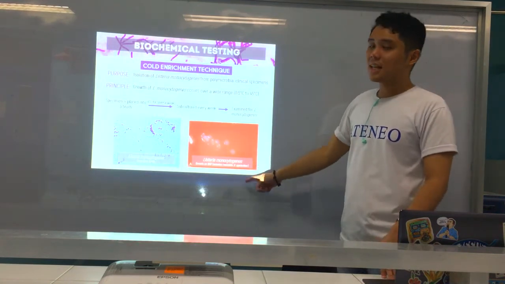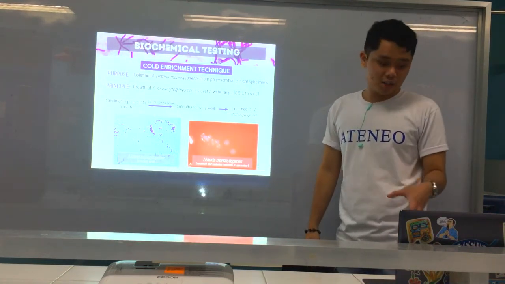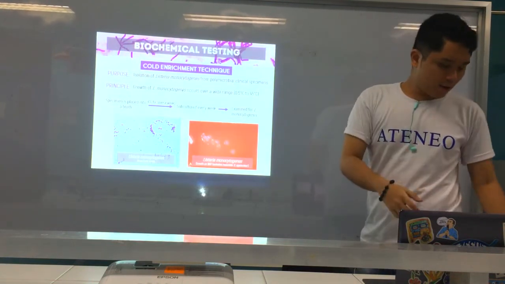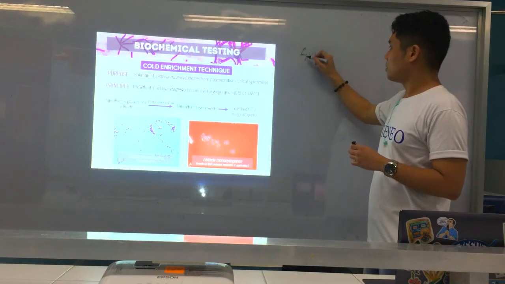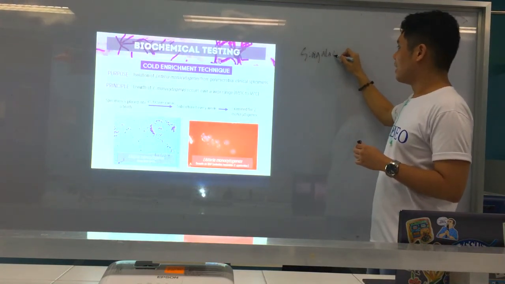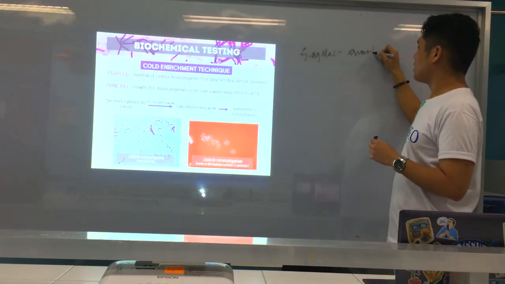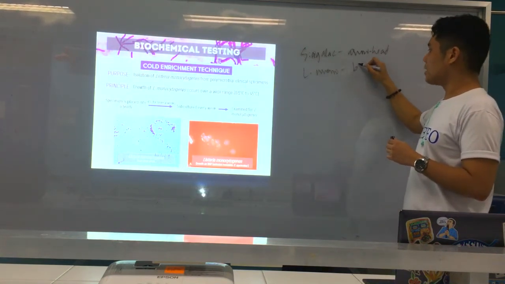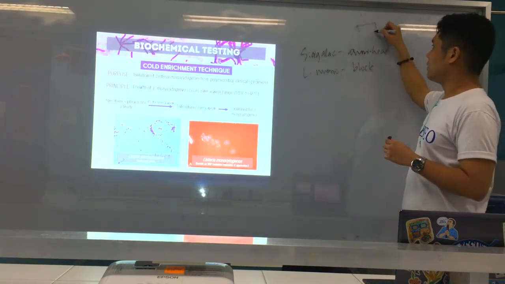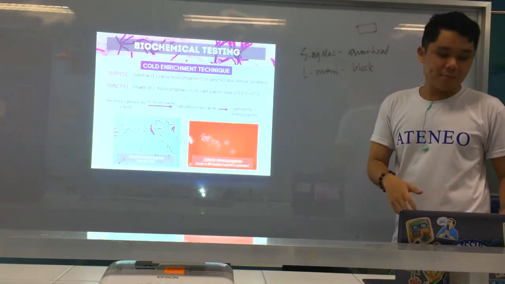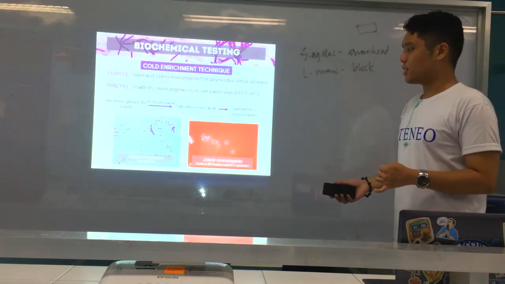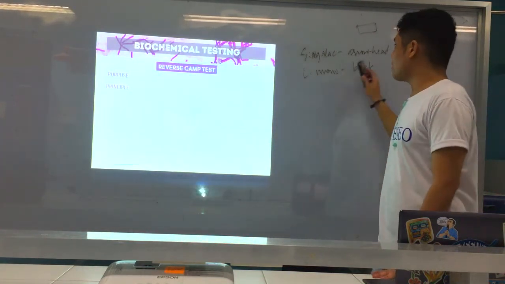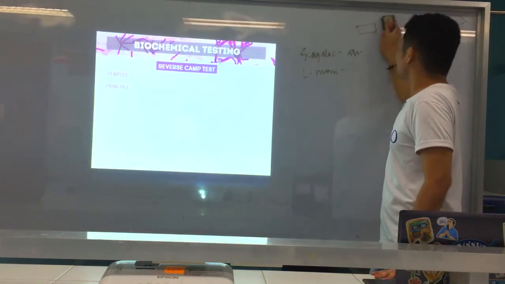Okay? The CAMP test for Listeria monocytogenes shows a block shape. For S. agalactiae, it's an arrowhead, right? But for Listeria monocytogenes, it's block. Okay, block shape of hemolysis for Listeria monocytogenes in the CAMP test. Okay, alright. Next, if we have the CAMP test, we also have the reverse CAMP.